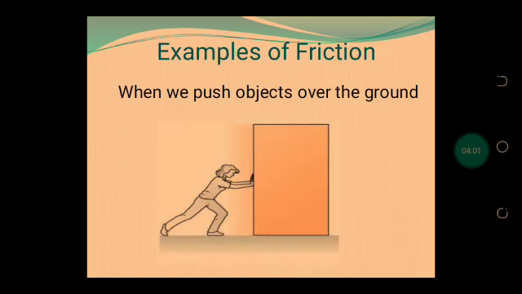Let's also look at another example of friction. Another example of friction is when we push an object over the ground. You discover that when you try to pull or to push an object over the ground, you experience little or more difficulty depending on the size of the object. Now, what opposes your ability to push the object over the ground is known as friction.